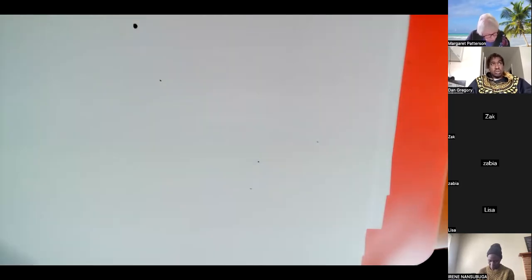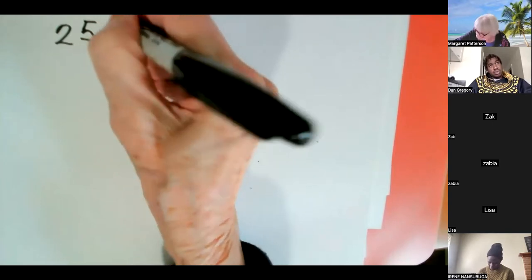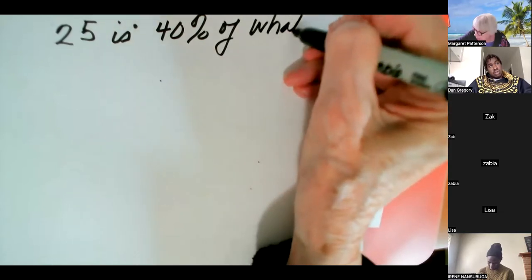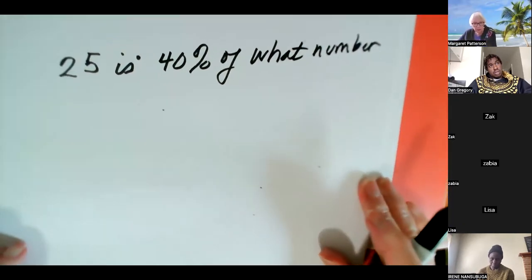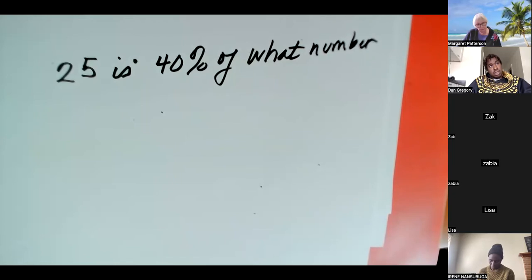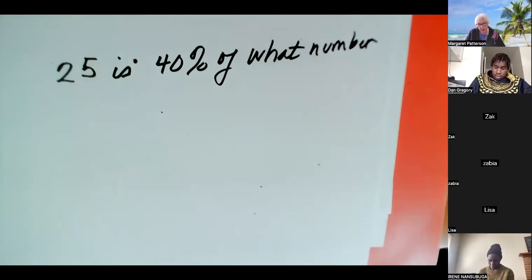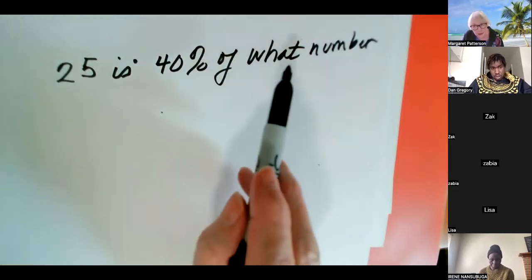I'm gonna do one more. 25 is 40% of what number? You had to guess what you have to do. It may not be obvious that we're going to end up dividing. But what we're going to do is get rid of this darn English and turn it into really nice math.